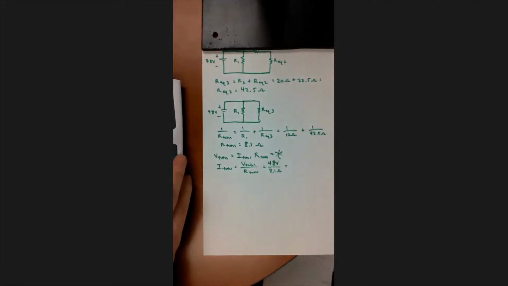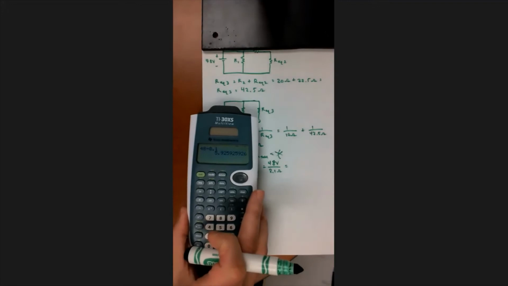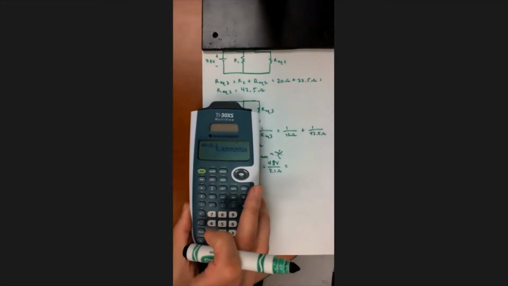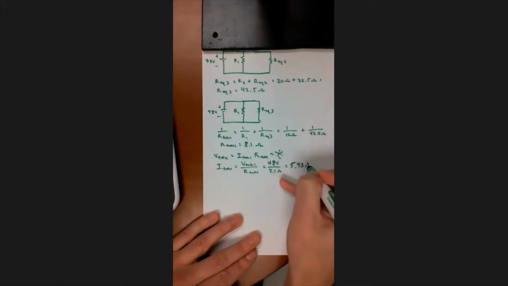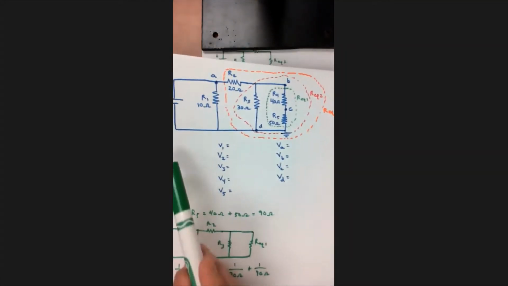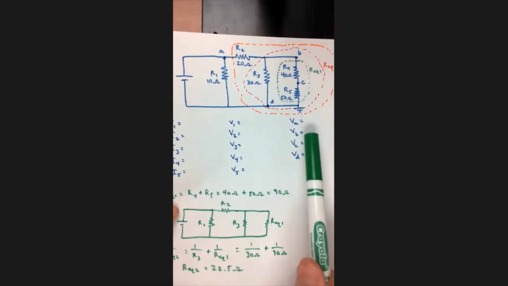So now we can find I total. It may or may not be useful for us, but we can find it. 48 divided by 8.1 gives us 5.93 amps. So that is I total. So that's wonderful, but what I really want to find is all these component current values and all the component voltage drops, and then eventually the voltage at these nodes.